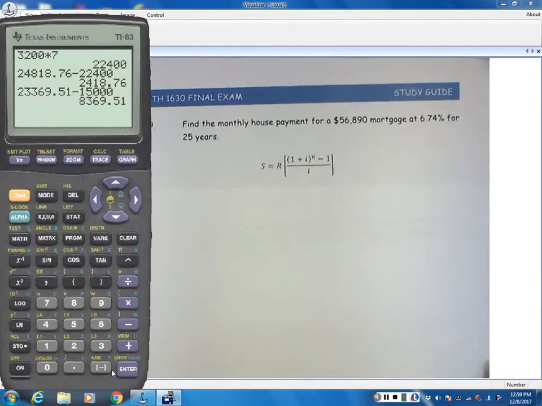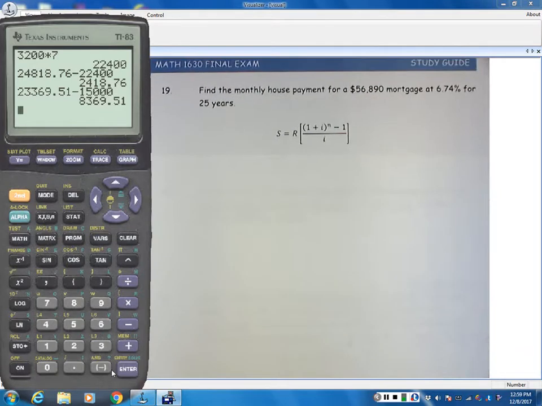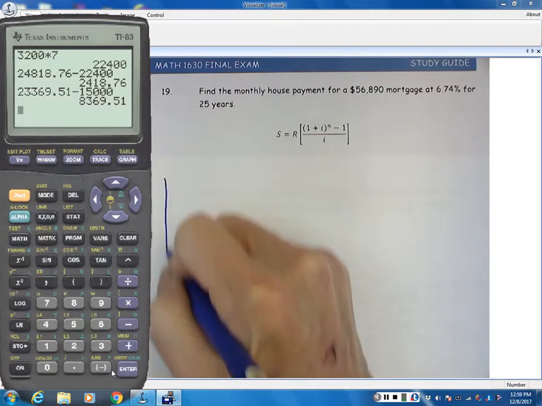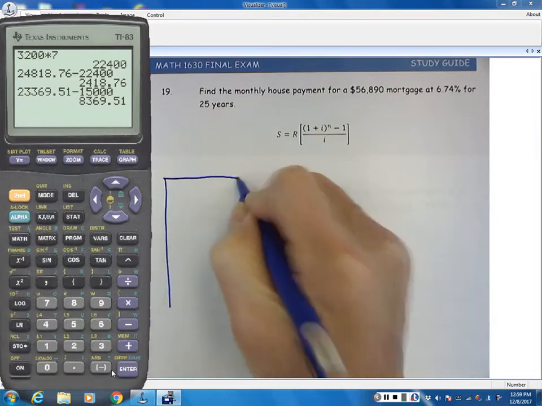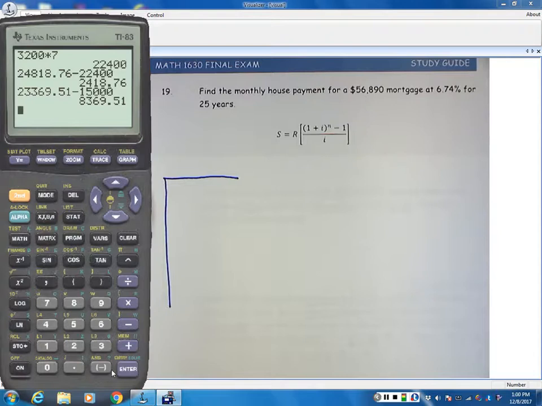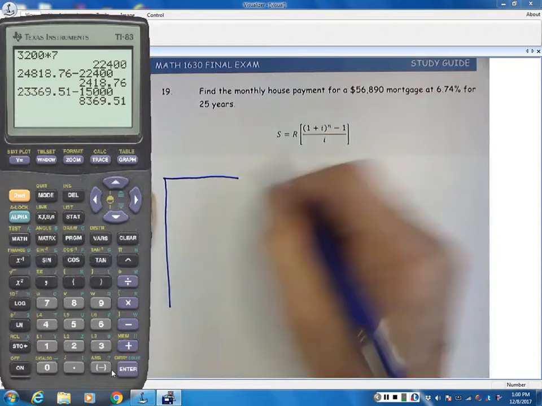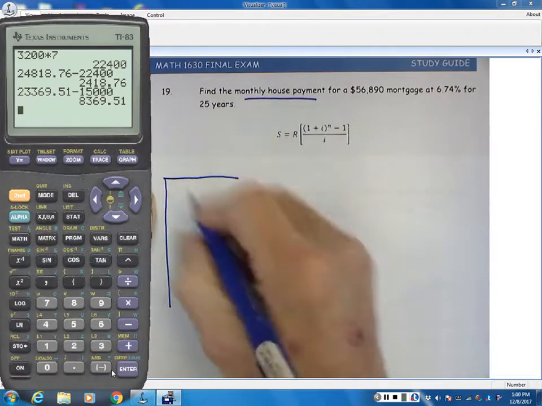Okay. Number 19, find the monthly house payment for a $56,890 mortgage at 6.74% for 25 years. And the formula's right there for you to be able to use that, but you don't necessarily have to. You can still use TVM solver. So this is going to be a mortgage problem because we're finding a monthly house payment.